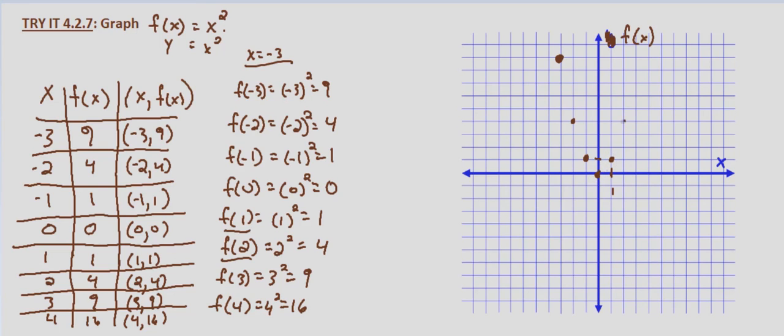2, 4, 3, 9. And what we have with pretty much any quadratic is a parabola. It looks kind of like an upside down U or V. So this would be the graph of f of x equals x squared.